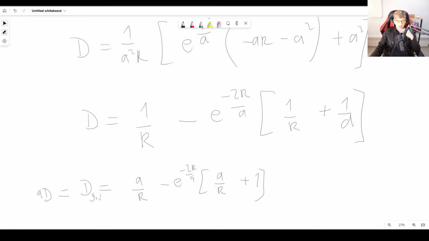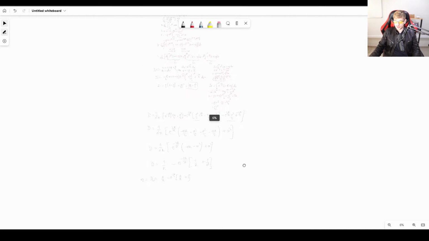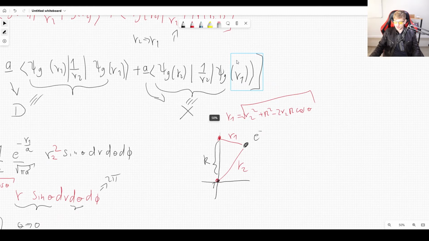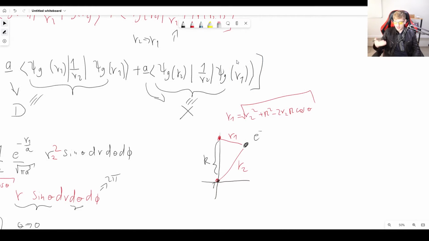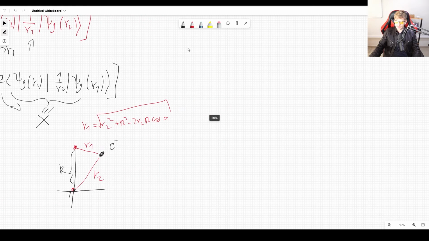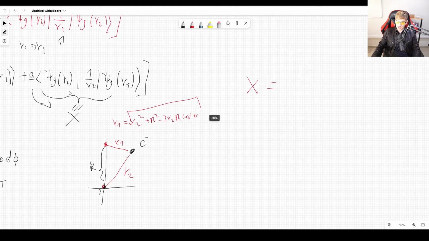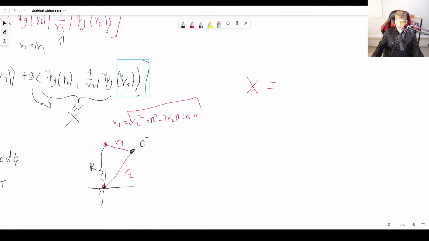Okay, so this is the first of the two integrals. So this is integral d. Now we need to go to integral x. The good thing is that this is basically the same thing. There's very, very small changes. So integral x, right? It is psi g r2, 1 over r2, psi g r1.